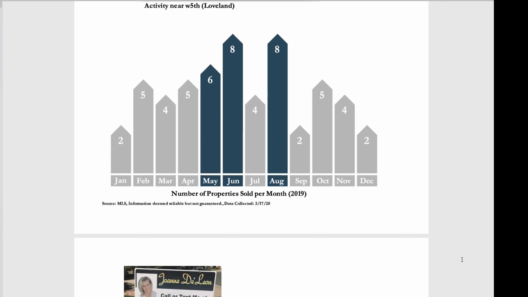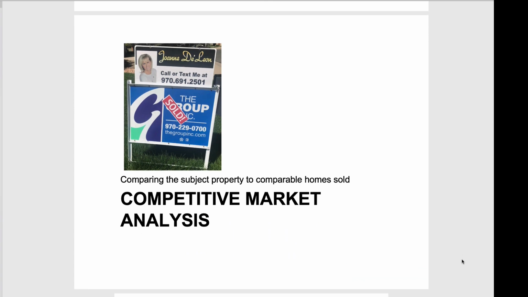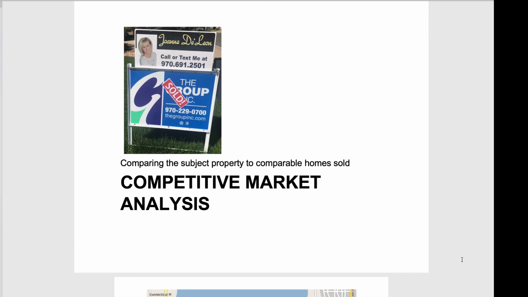Okay, now let's take a look at all the activity in your area and what properties actually sold. Before I do this, let me ask you a question. Are you willing to list your property at fair market value? Most of the time when I ask people that question, they'll usually say, well, what is fair market value? Or they'll say yes, but a lot of times they want to know what fair market value is. So let me show you what that is.